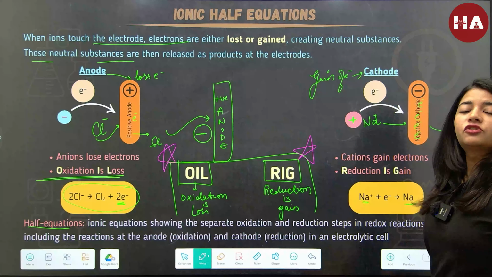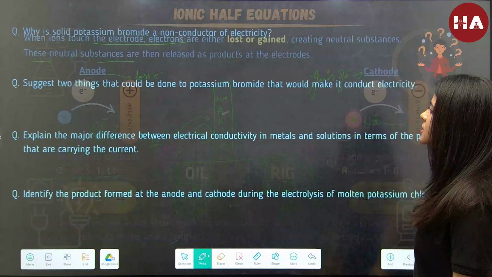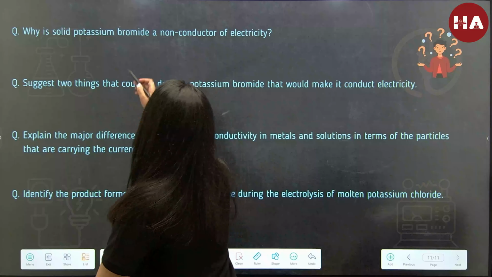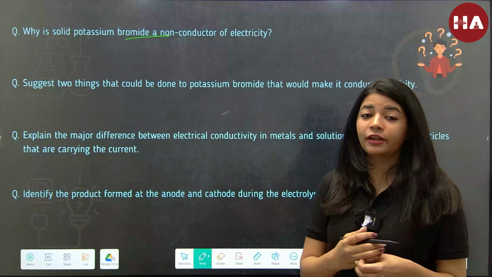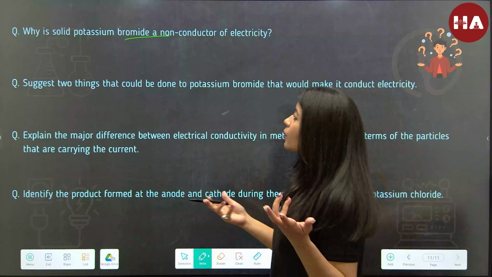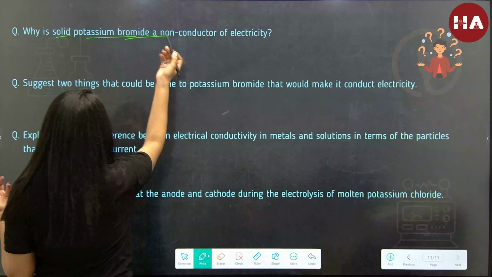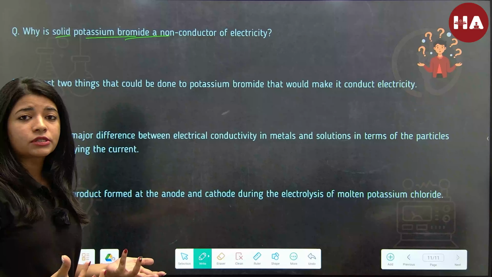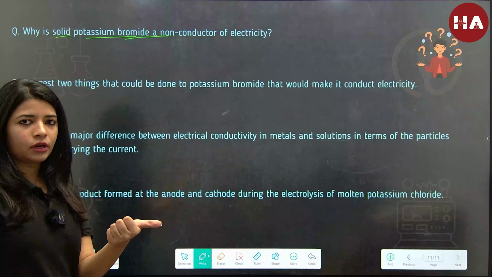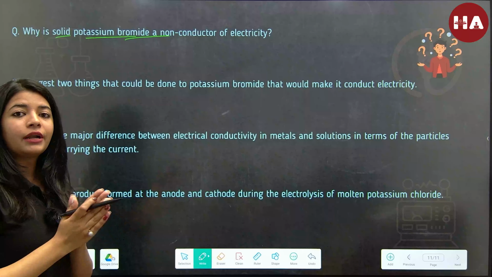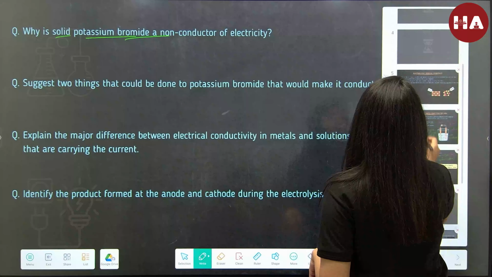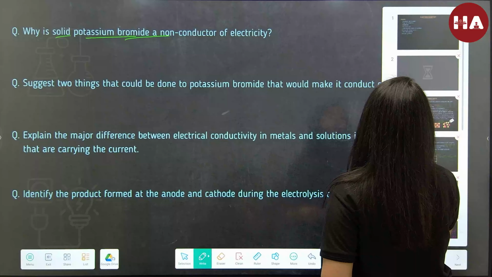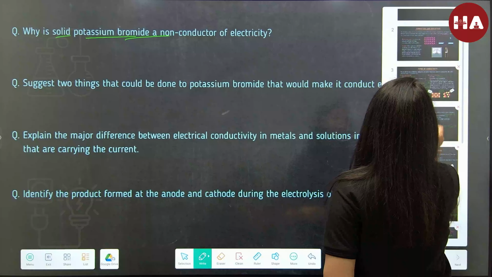Now let's try a few questions to practice. The first is, why is potassium bromide a non-conductor of electricity? Very easy. How can a solid ionic compound conduct electricity? It has to be either molten or dissolved for it to conduct electricity. So its answer is nothing but what we have already discussed. Let me show you.